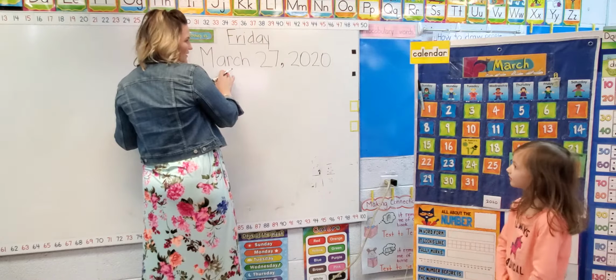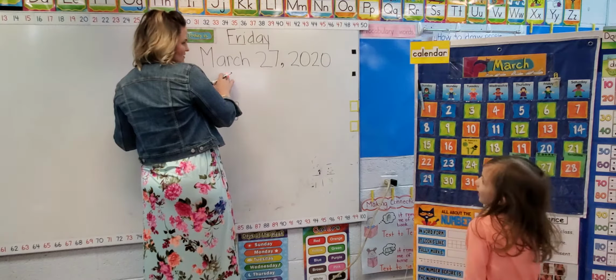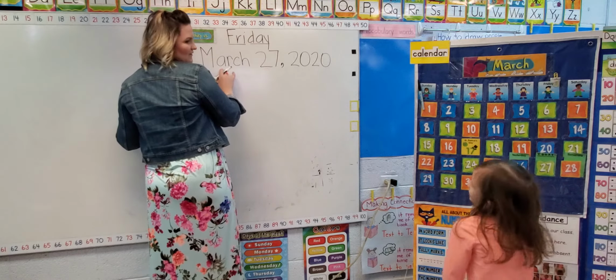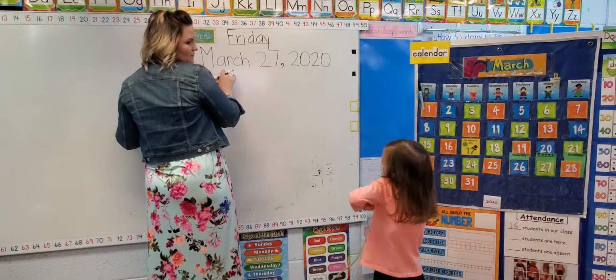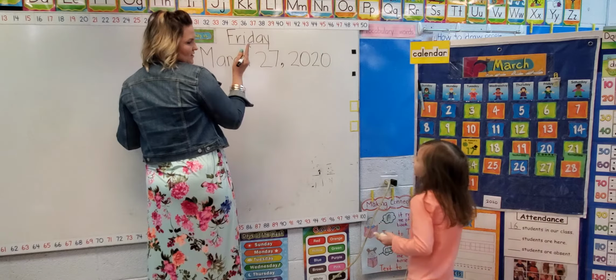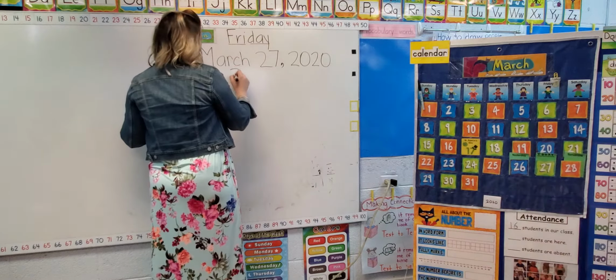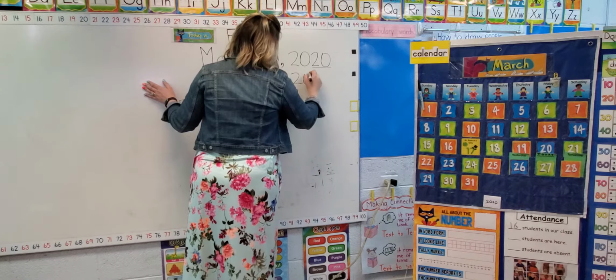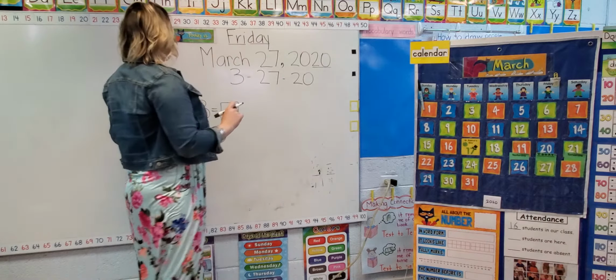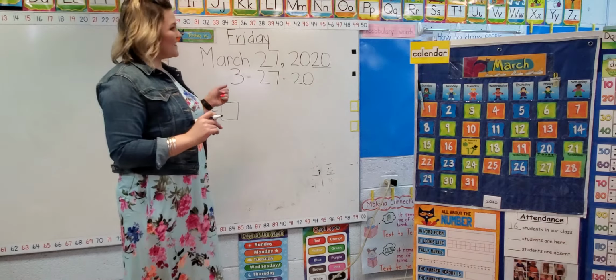I need to give this a digital date. So I need month, day, year. What number do I give to March? 3. So third month of the year, the 27th day in the month, and the year is 2020. Very good. Okay, so I've got that.